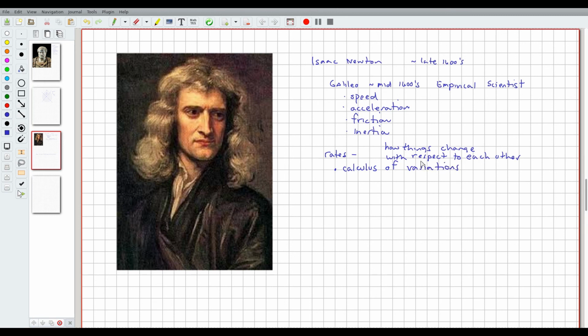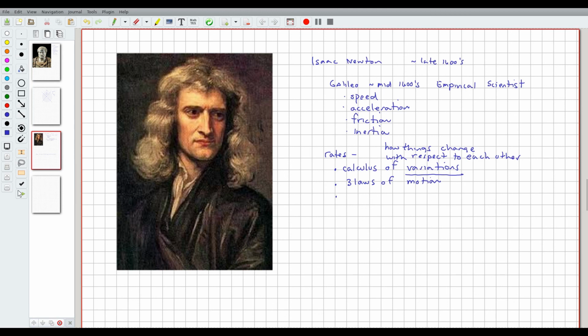Now, the calculus of variations, the important part being the variation part, allowed him to ask mathematical questions about nature. He also came up with 3 laws of motion.